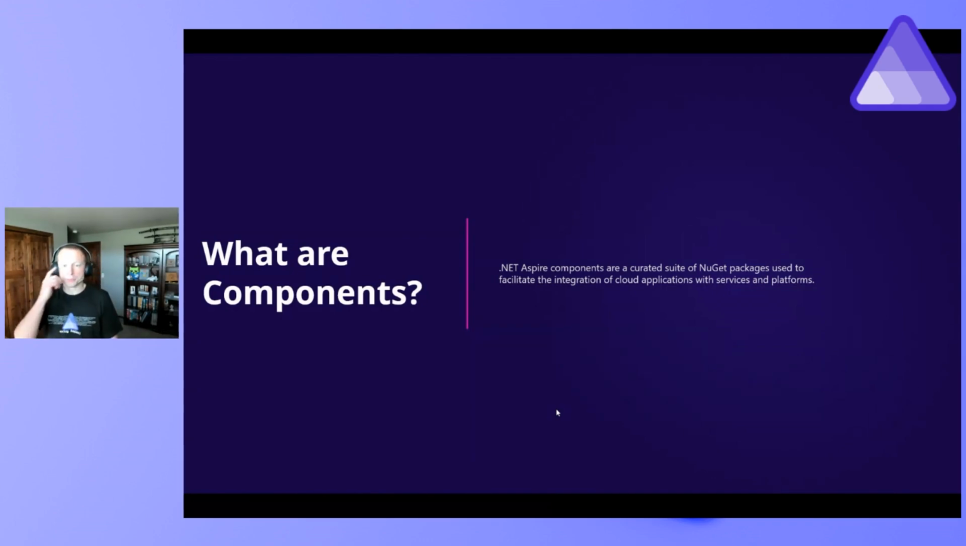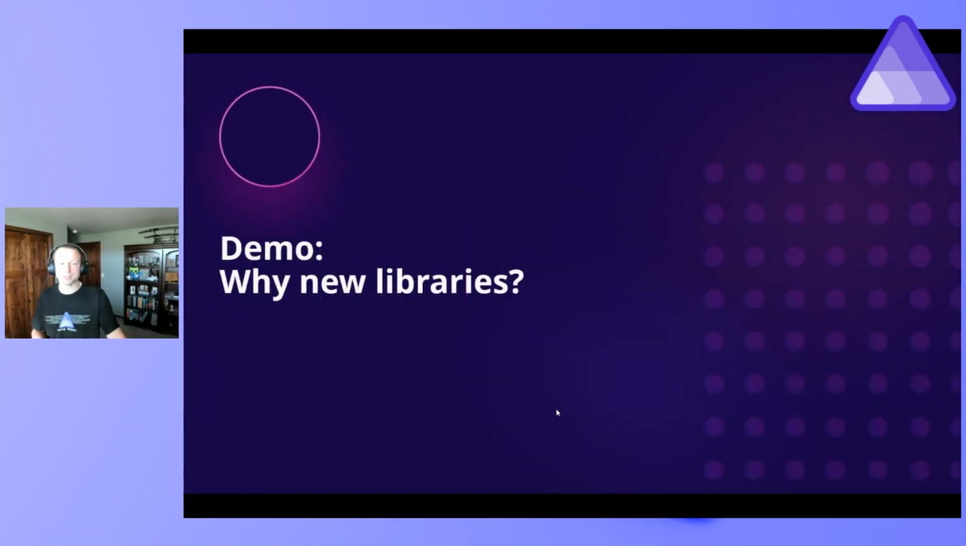And so your first question might be, why would I even need another library here? Why can't I just use the underlying client libraries themselves? In order to answer that question and describe what Aspire components do, I've set up an application that shows what the world would look like if we didn't have Aspire components.